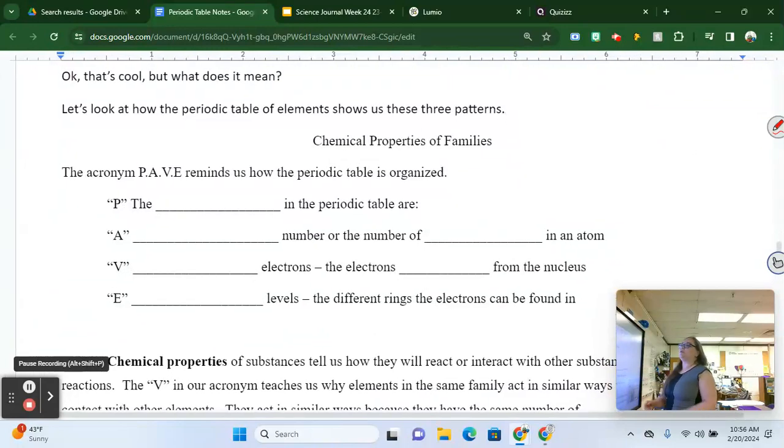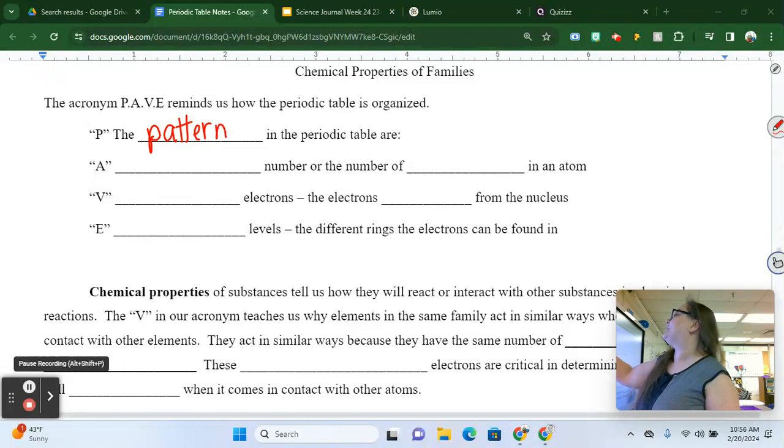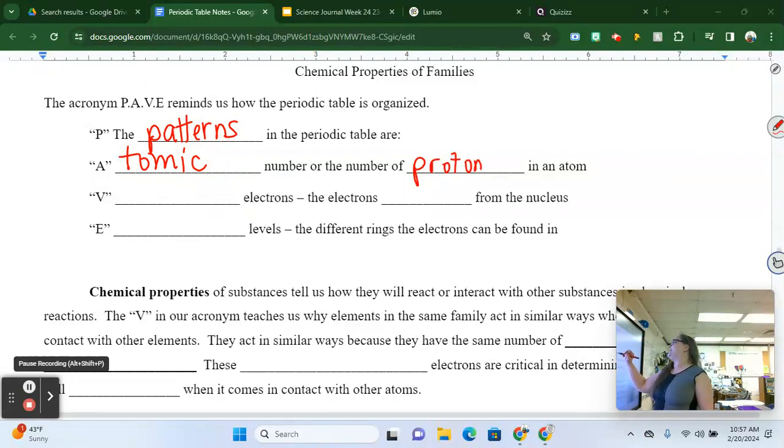All right, so that's cool, but what does it mean? Let's look how the periodic table of elements shows us these 3 patterns. The chemical properties. What does the P stand for? That's right, patterns in the periodic table. What's the A stand for? That's right, atomic number, or the number of protons in the atom.